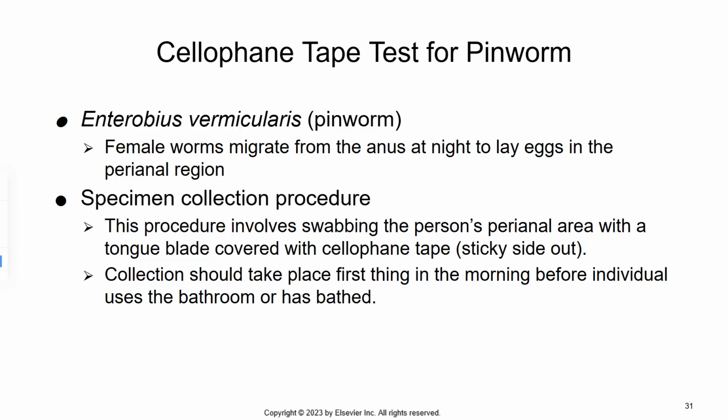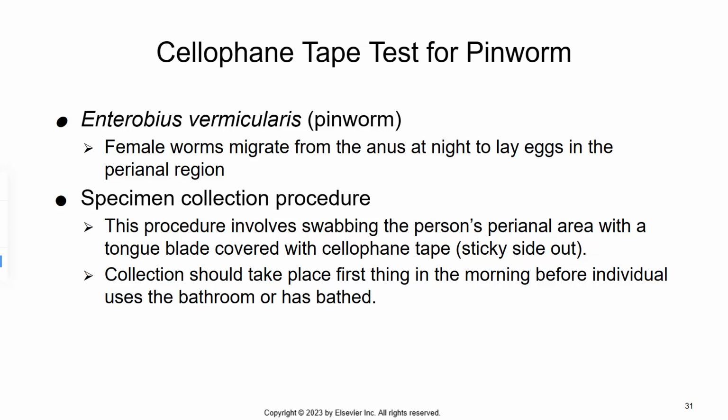Cellophane tape test for pinworm. Enterobius vermicularis is the pinworm. The female worms migrate from the anus at night to lay eggs in the perineal region. So with Enterobius vermicularis, we'll learn more about this worm as we go through here. But you've got a male and a female that usually infect the lower digestive tract. The female will poke her little head out at nighttime while the person's sleeping and deposit eggs around the rectum.